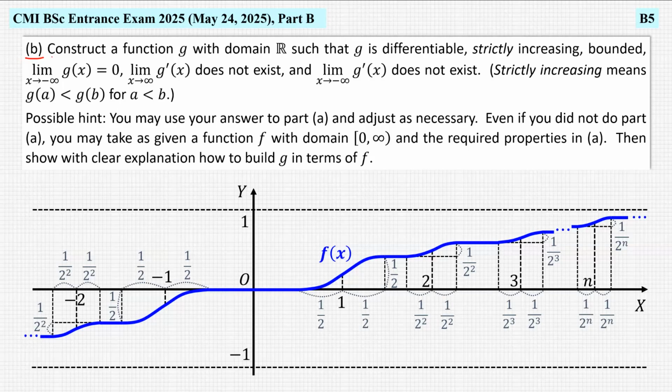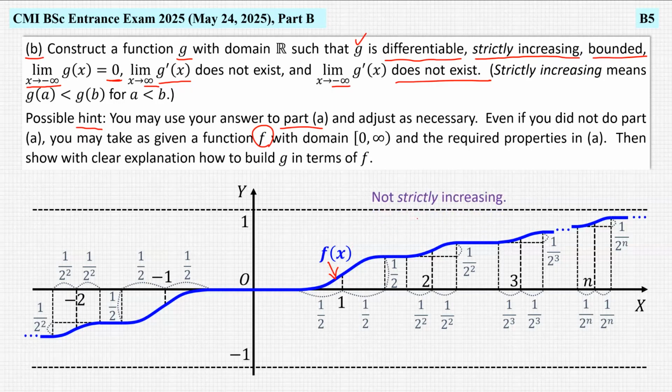Next, problem B, finding a function g that is differentiable, strictly increasing, bounded, has limit at negative infinity equal to 0, and the limit of the derivative at positive infinity and negative infinity do not exist. Of course, following the hint, we are going to use our previously obtained function f and construct g from f by making necessary adjustments. This function f has several problems which make it invalid to serve as function g.